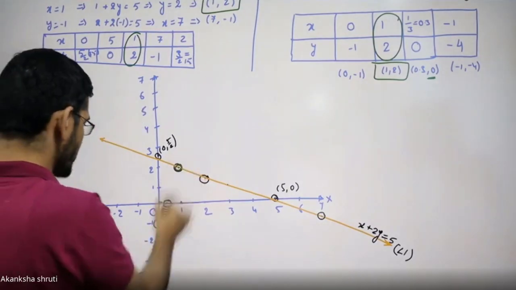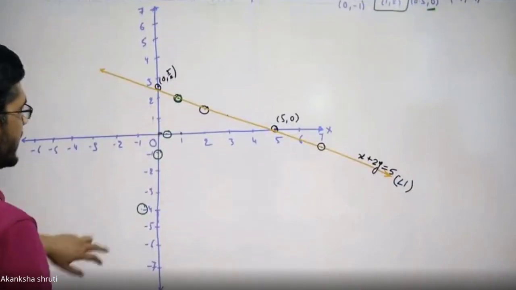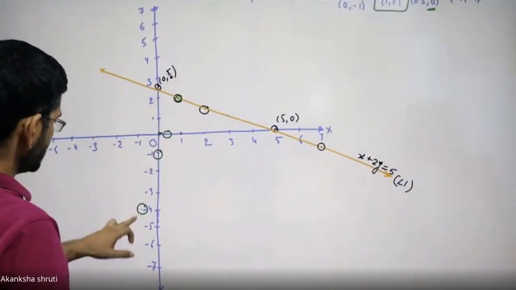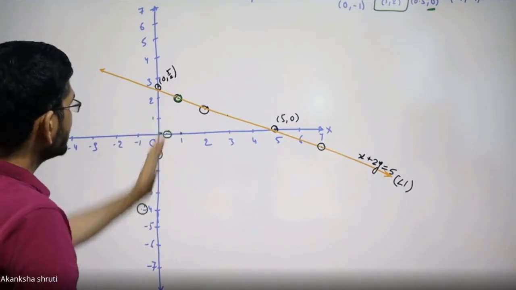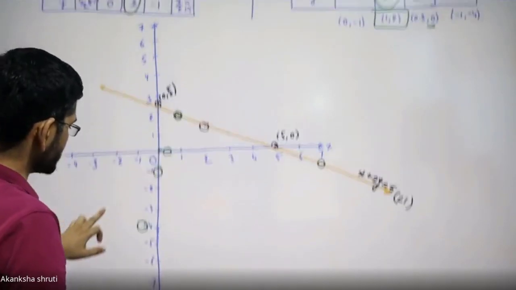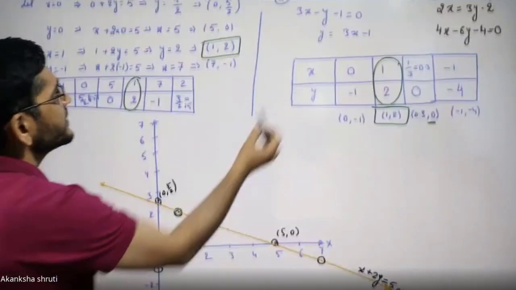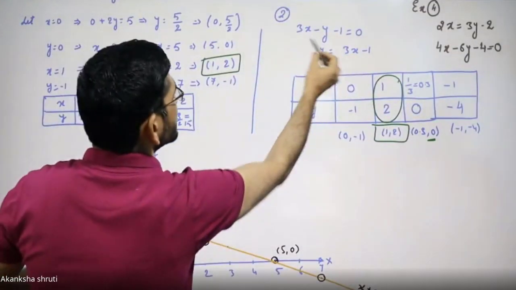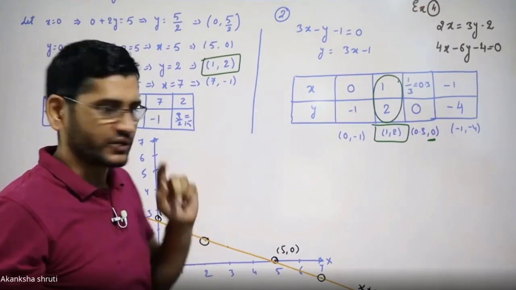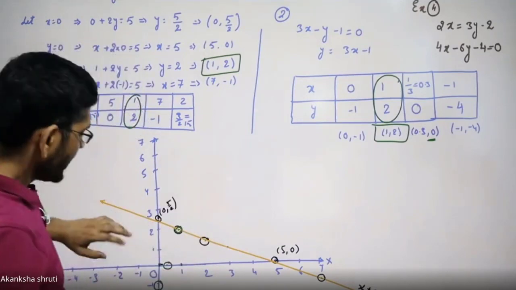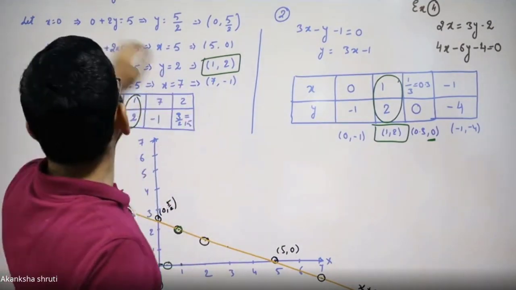Now you need to join all these points. Students, join these. So these points I have highlighted in green are the solutions for the second equation, which is given in our pair of linear equations. So please join it. If you want, students, you may choose a few more.